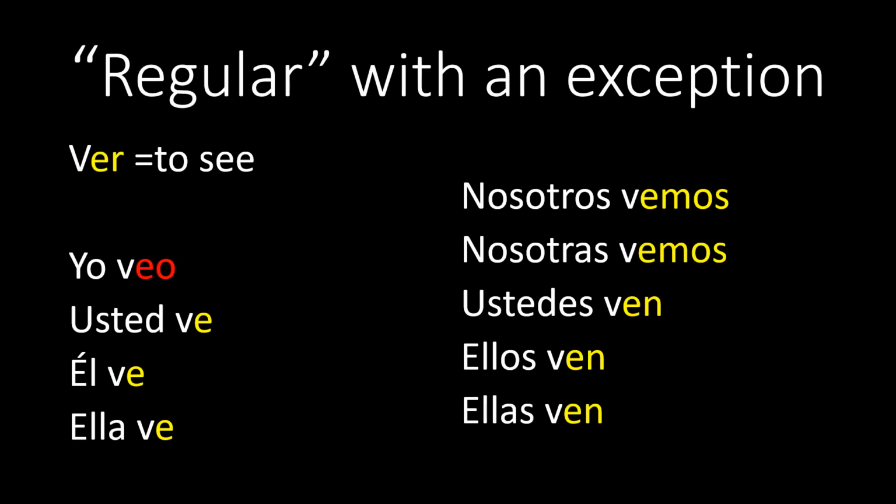Once in a while there's a small exception, and this verb ver, obviously meaning to see, is a very common verb. It does have a little exception in the yo form, and you add the letter E before the O. Yo veo means I see. Usted ve, él ve, ella ve, nosotros vemos, nosotras vemos, ustedes ven, ellos ven, ellas ven.